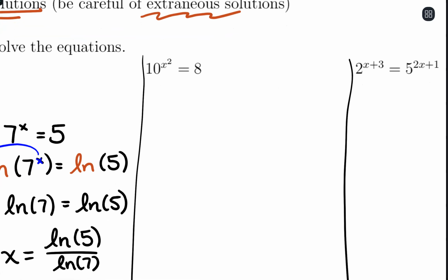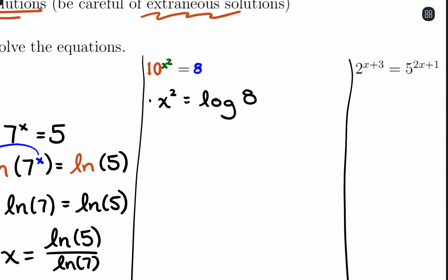10 to the x squared equals 8. So, again, two ways we could... Actually, this is base 10. This is real nice to just switch right to logarithmic form. So we have base 10, we have an exponent of x squared, and we have a value of 8. So what I'm going to do is switch this so we're solving for the exponent, so x squared equals logarithm base 10, so just log of 8.